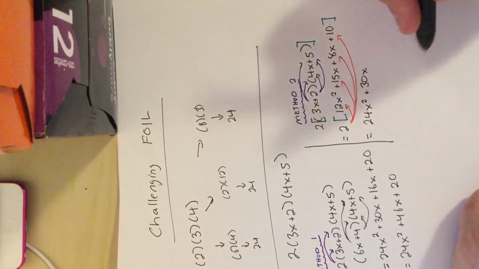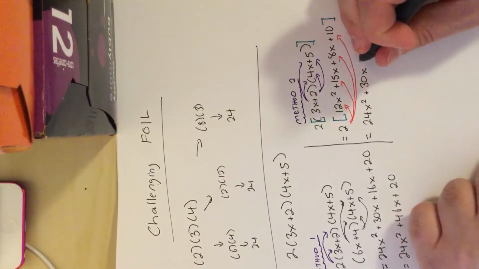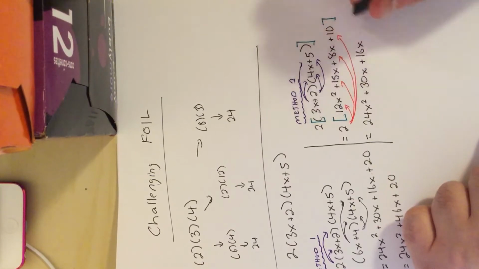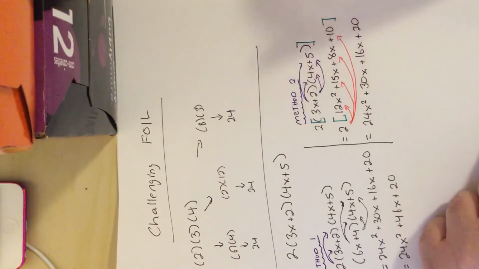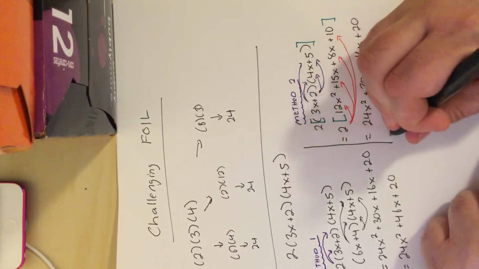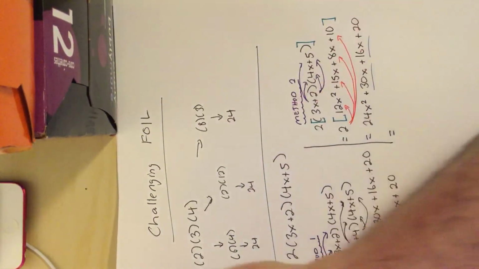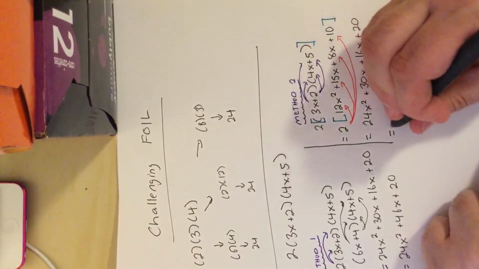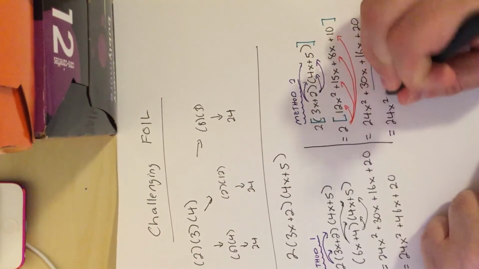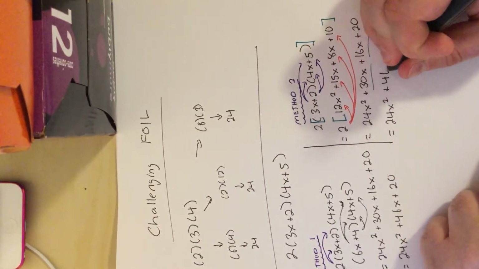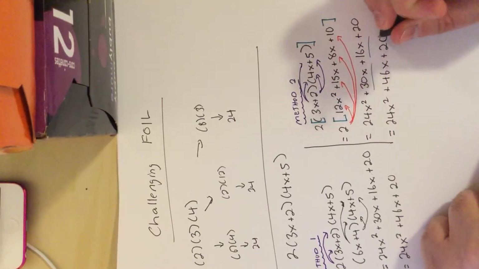And if you're not sure, you could always put these in your calculator. 2 times 8 is 16x. And 2 times 10 is 20. And then what we're going to do is we're going to collect the like terms. The like terms are, of course, these guys over here because they both have an x with no exponent. And we're going to get 24x squared. 30 plus 16 is 46x plus 20.